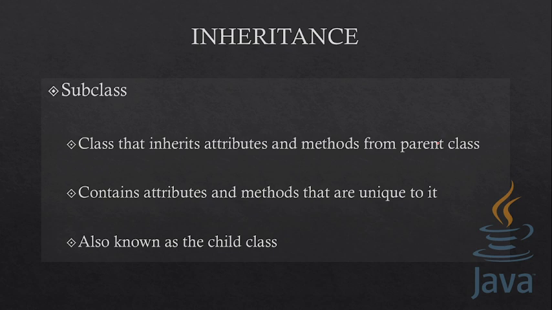Subclasses, on the other hand, are classes that inherit attributes and methods from a parent class. So they are under our superclass. Then this contains attributes and methods that are unique to it. So the specialized characteristics can be contained in your subclass. And the other term used for subclasses is child class.